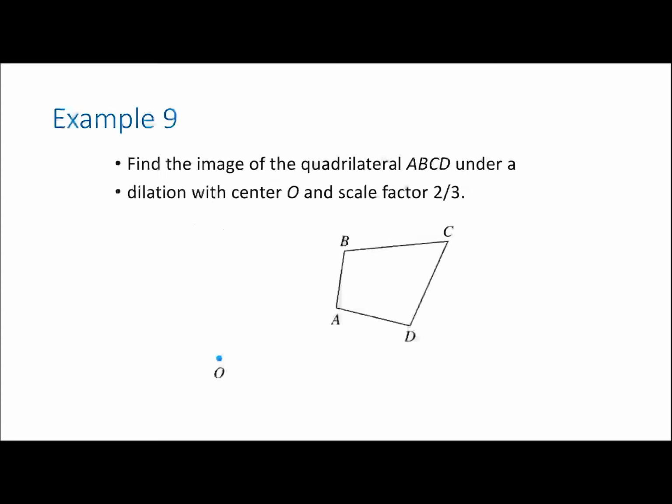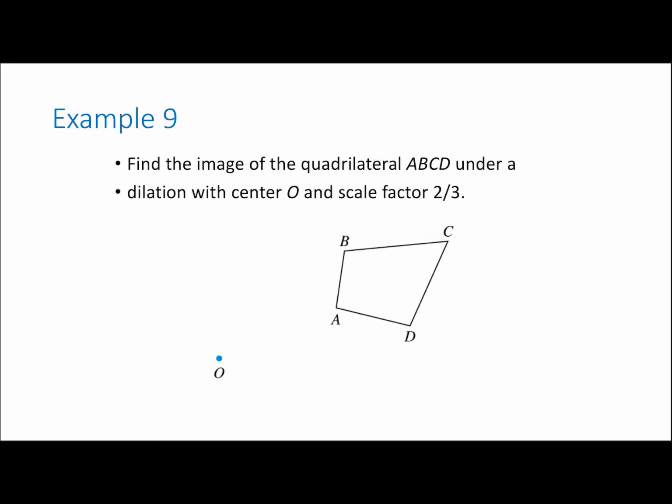All right, so here's our first example. We want to find the image of the quadrilateral ABCD under the dilation with center O and a scale factor of 2/3. Now, here's what that means. And I'm going to use a ruler to do this. If you have a ruler, I would encourage you to get it out and try this on your own paper.